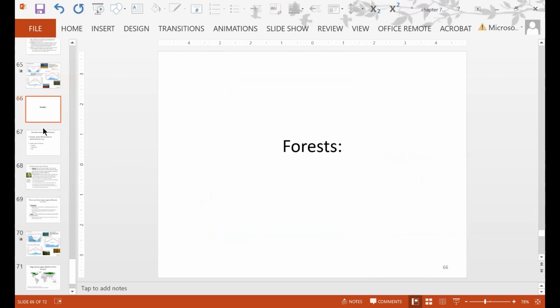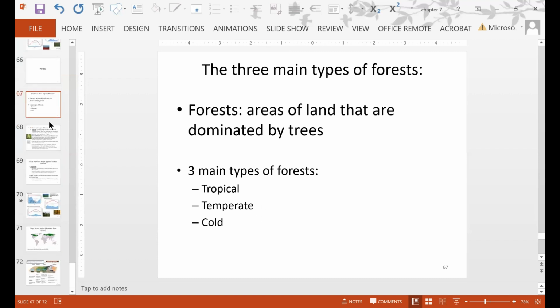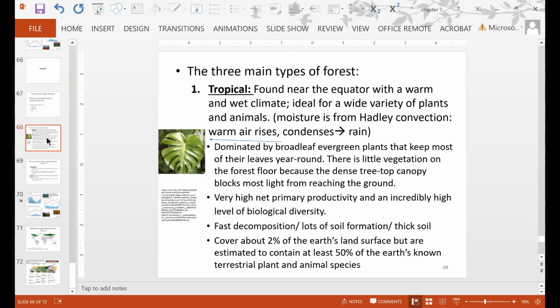That brings us to forests. The three main types of forests are tropical, temperate, and cold. And forests are areas of land that are dominated by trees. You have your tropical forests. Those are found near the equator with a warm and wet climate.